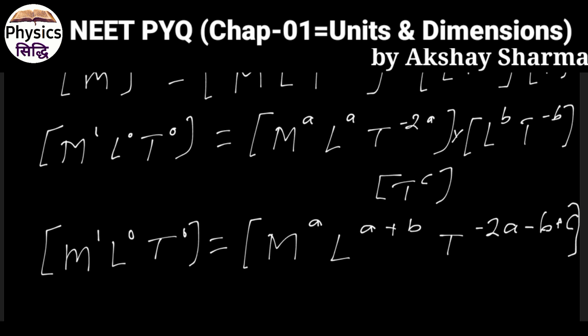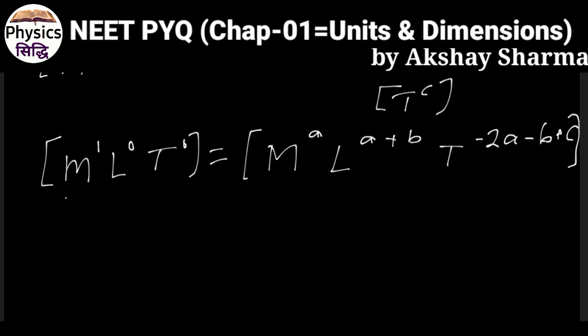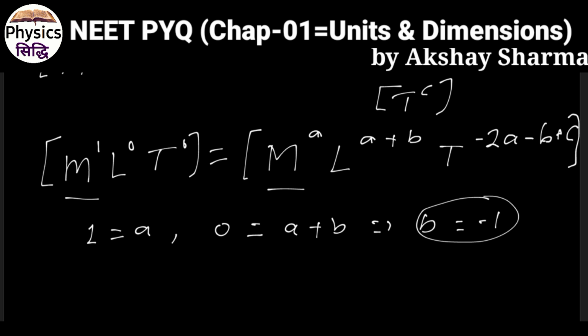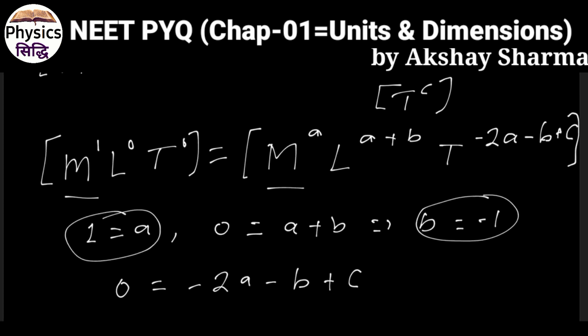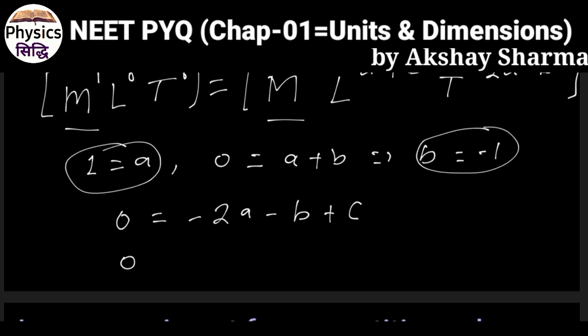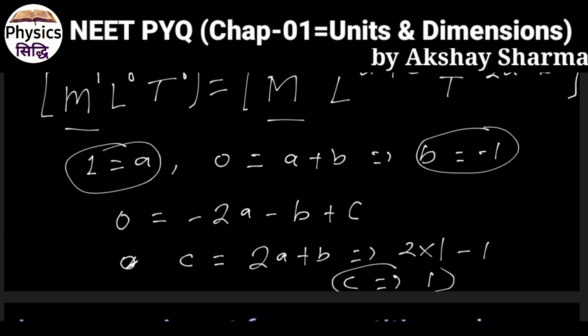So compare right here, M to the power A equal to 1 and 0 equal to A plus B, means B is equal to minus 1. A is 1, B is minus 1, and 0 equal to minus 2A minus B plus C. Substitute, C will be equal to 2A plus B. 2A is twice into 1 minus 1, that will be equal to 1. It means A has value 1, B is minus 1, C is 1.